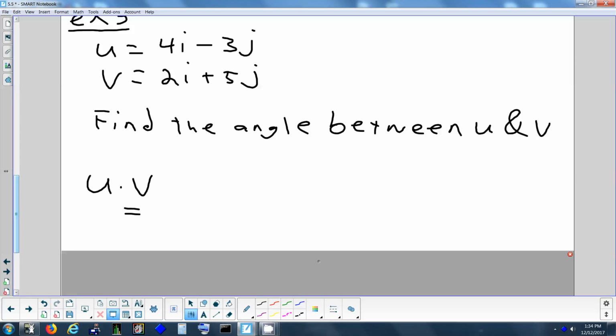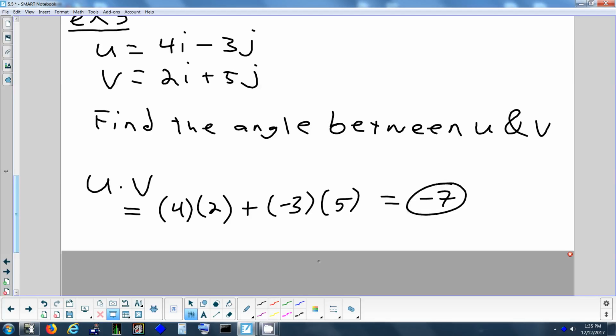Four times two, and negative 3 times 5. Anything between them? Yes, a plus sign. Okay, so what's 4 times 2 plus negative 3 times 5? Well, there's a negative, so we have to take that into account. 8 minus 15. So what am I reading? Negative 7. Okay, so that's your dot product.